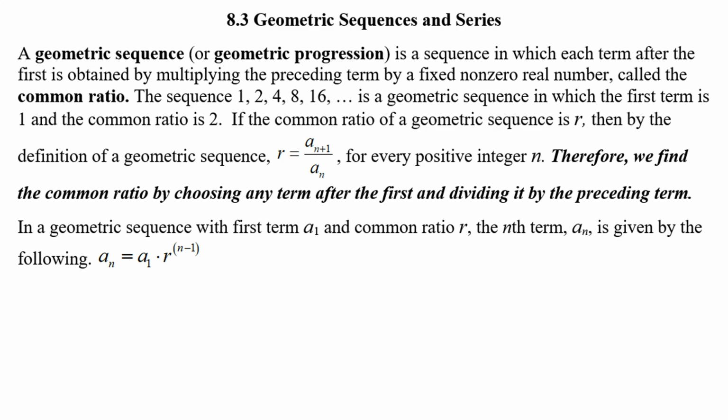The sequence 1, 2, 4, 8, 16 is a geometric sequence in which the first term is 1 and the common ratio is 2. As you can see, 1 times 2 is 2, 2 times 2 is 4, 4 times 2 is 8, 8 times 2 is 16, and so on and so forth.